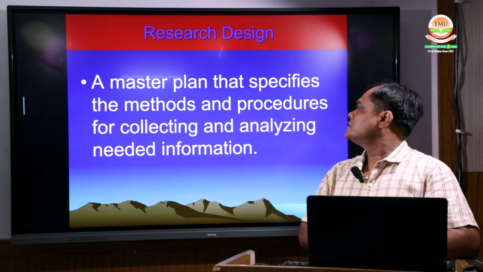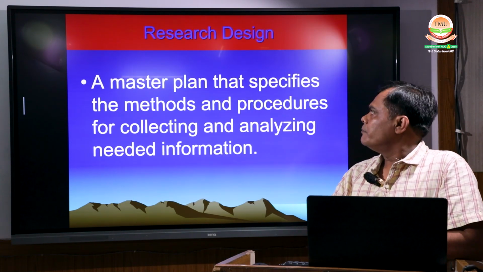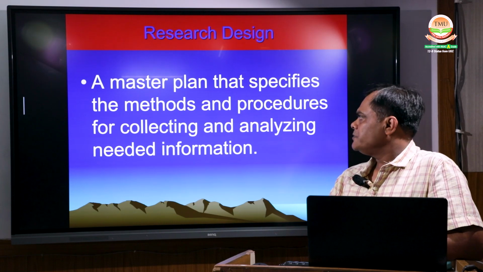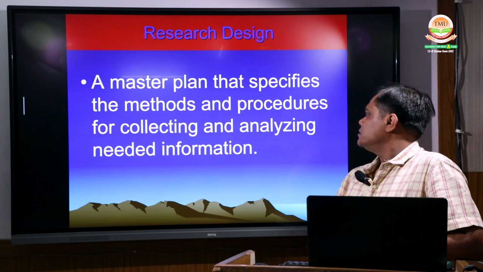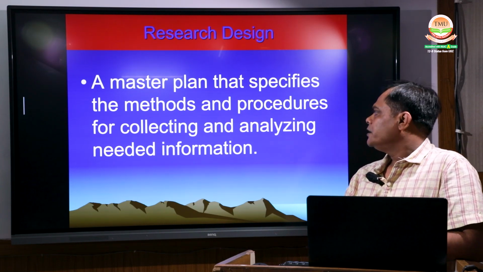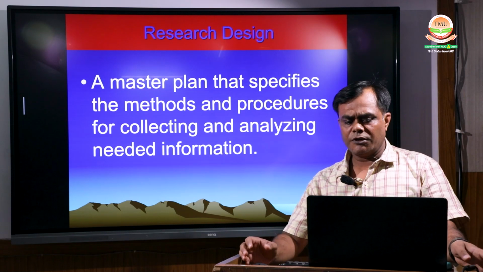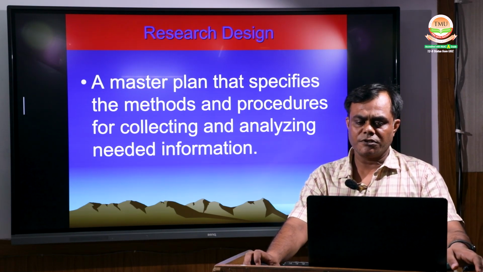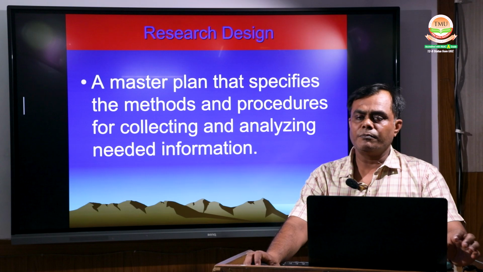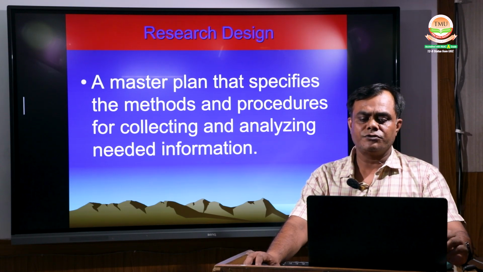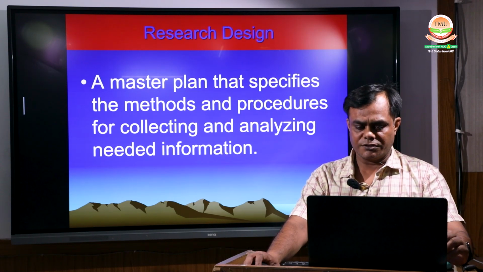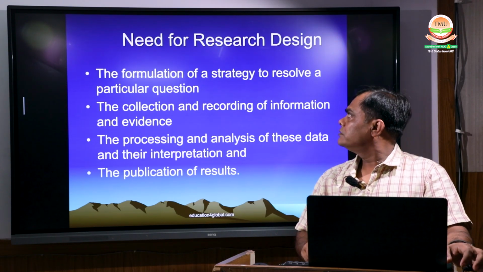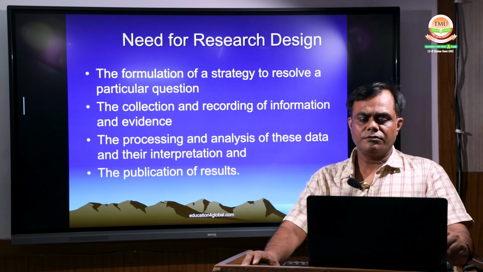So, a research design is a master plan that specifies the method and the procedure for collecting and analyzing the needed information. So, whatever the need and information for the research activity, it's a master plan or a blueprint for the research design. Next is the need for research design.